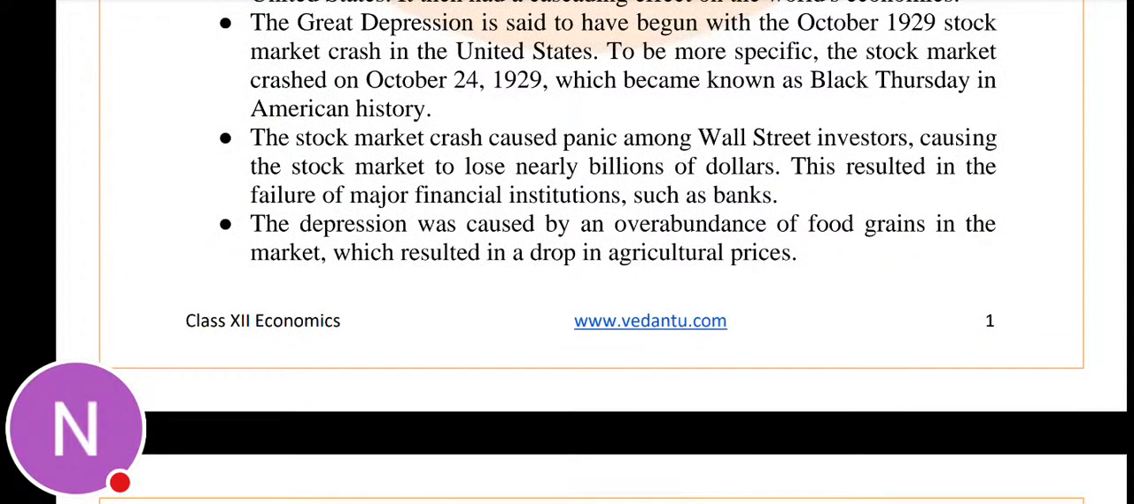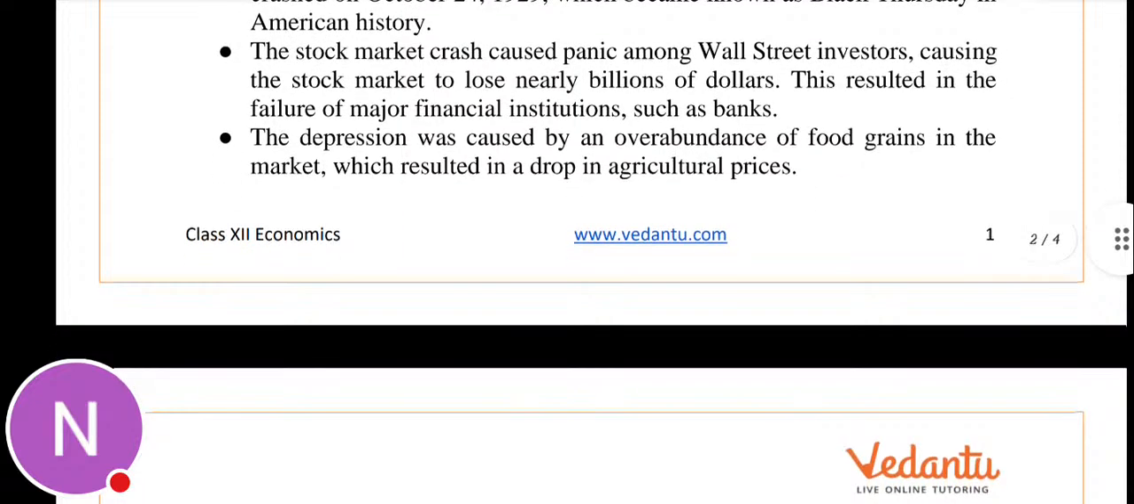The stock market crash caused panic among Wall Street investors, causing the stock market to lose billions of dollars. This resulted in the failure of major financial institutions, such as banks. The depression was also caused by an overabundance of food grains in the market, which resulted in a drop in agricultural prices.